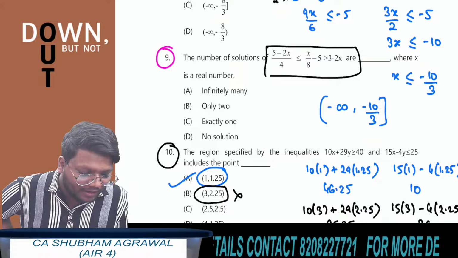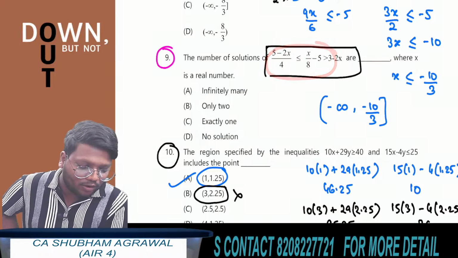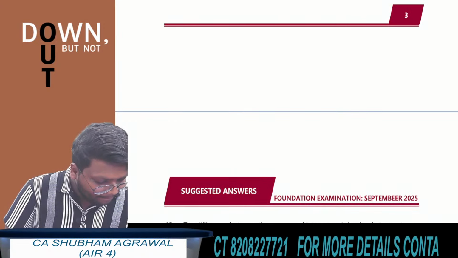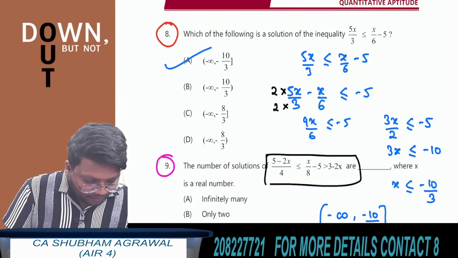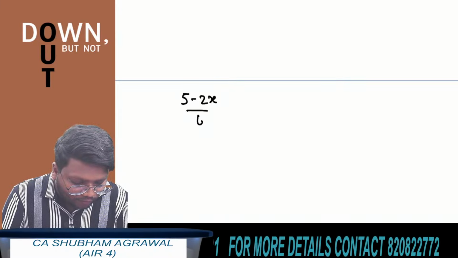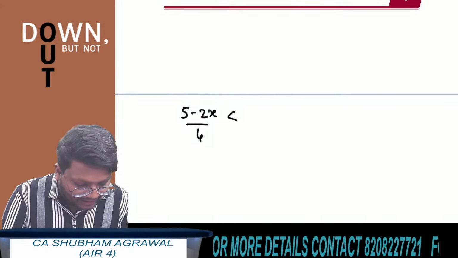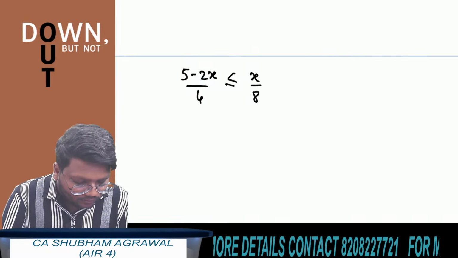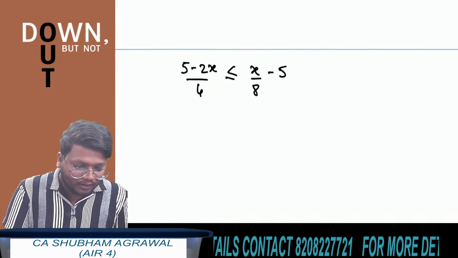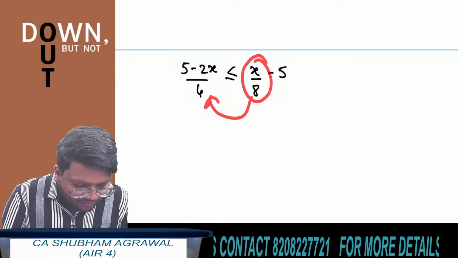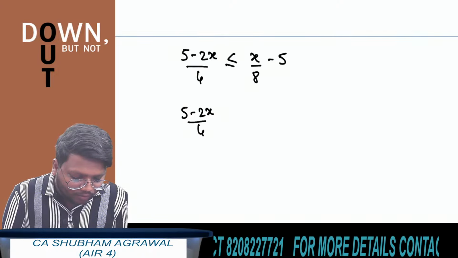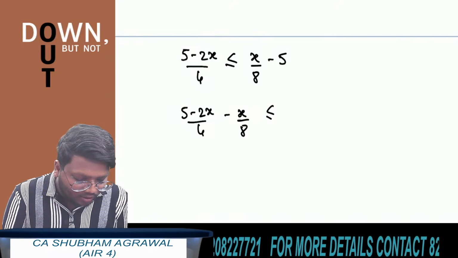First, what we will do, we will take this part: (5 minus 2x) upon 4 is less than or equals to x upon 8 minus 5. Okay, I am writing it here downside. (5 minus 2x) upon 4 is less than or equals to x upon 8 minus 5. Now, this x upon 8 when shifted to the opposite side, it will become what? Minus x upon 8. (5 minus 2x) upon 4 minus x upon 8 is less than or equals to minus 5.